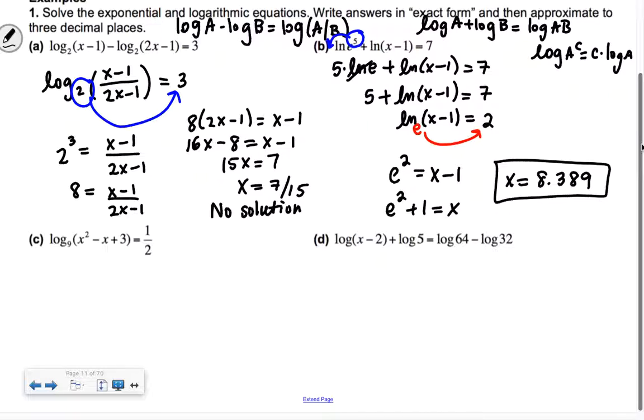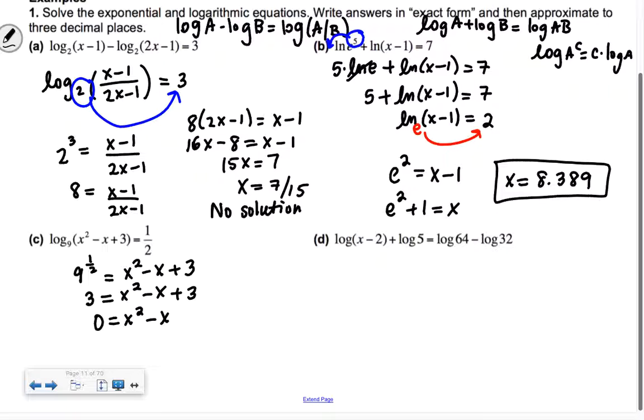So the next one. This is already set up in logarithmic form, so we're going to switch it to exponential. We have 9 to the 1/2 equals x squared minus x plus 3. 9 to the 1/2, do you guys remember what that is? It's 3. So when I subtract the 3 from both sides, I end up with x squared minus x.